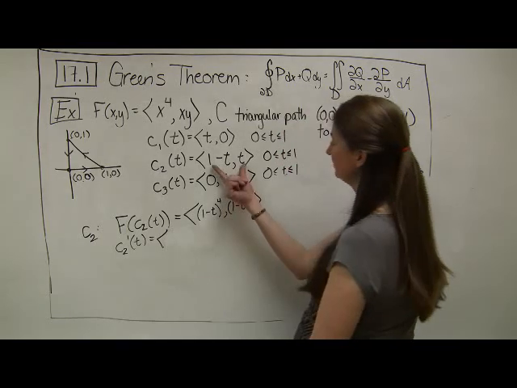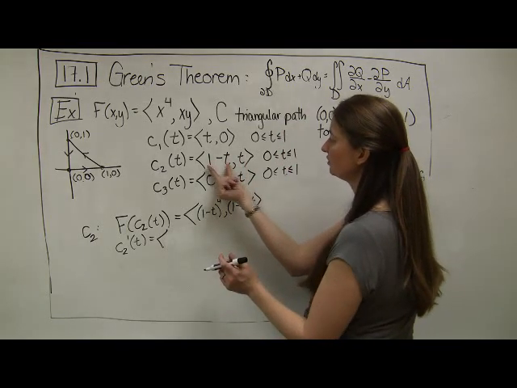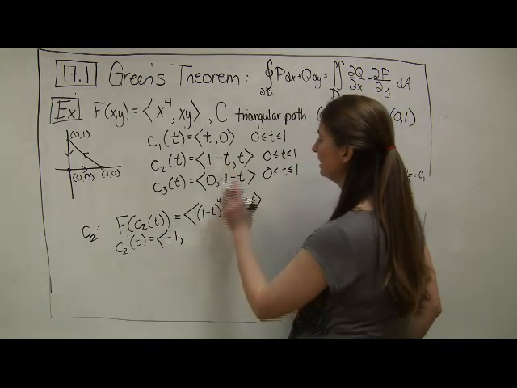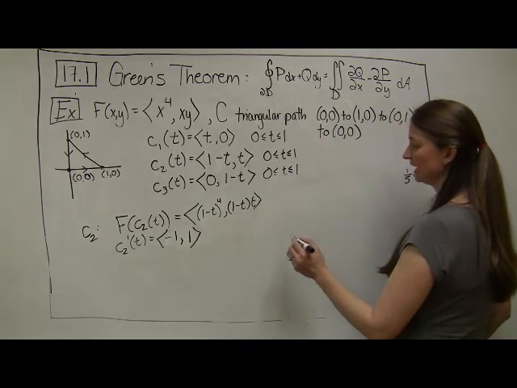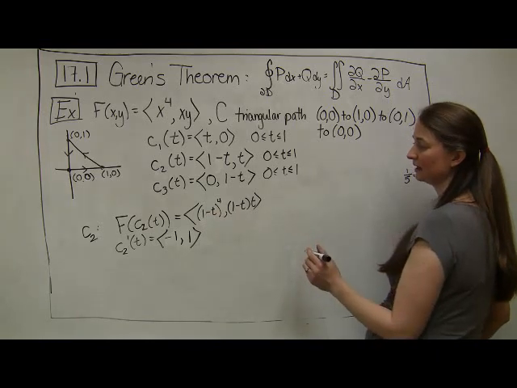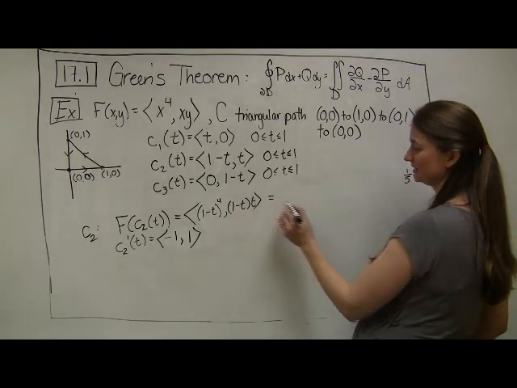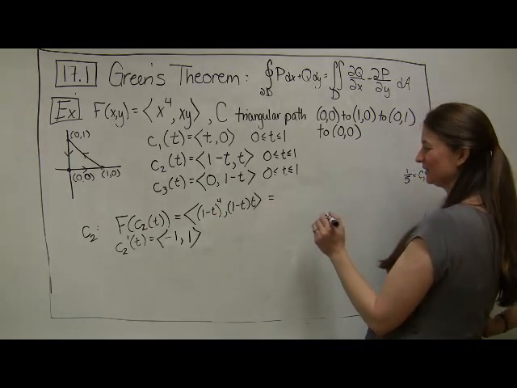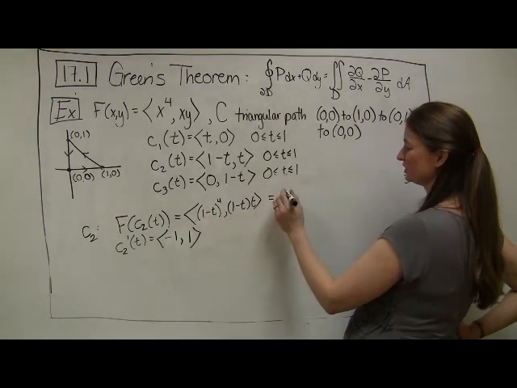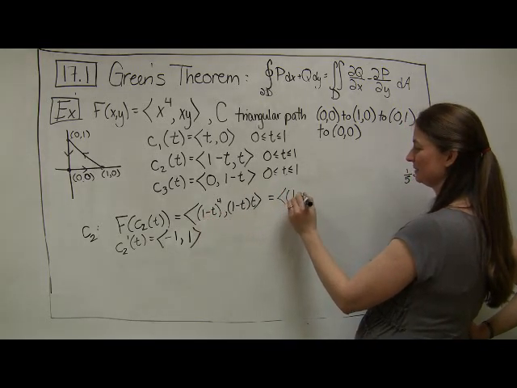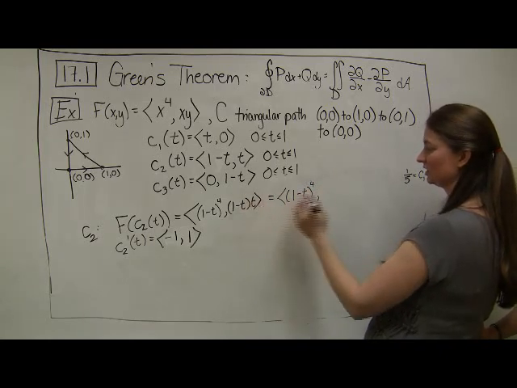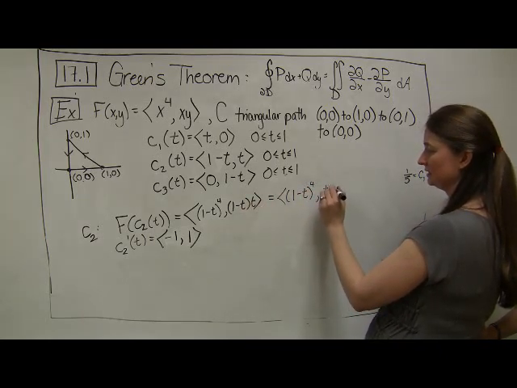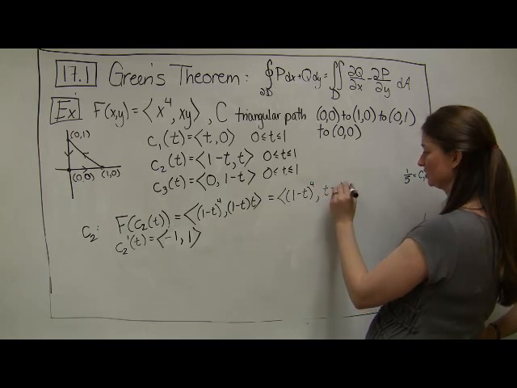What's the derivative here? I get the derivative of 1 minus t is -1, and the derivative of t is 1. So when I look at the dot product, maybe I'll simplify this a little bit. I don't think I want to write it out. I think I want to keep this first term the way that it is. I'm going to keep it as 1 minus t all raised to the fourth power. But this second term I'm going to turn into t minus t squared.